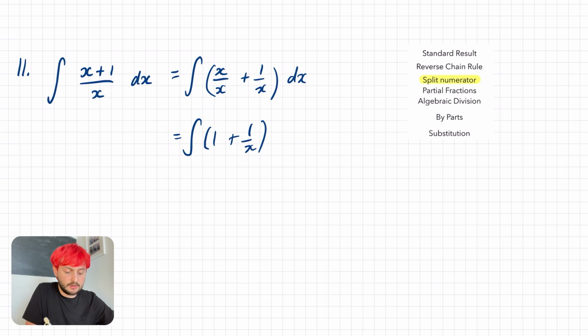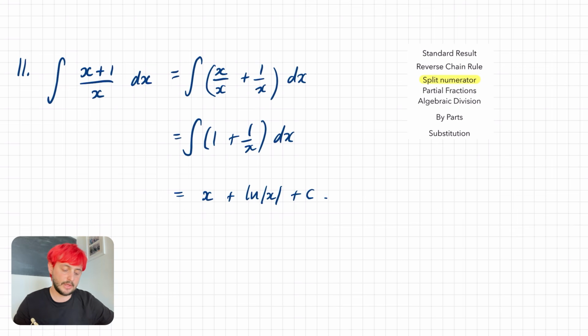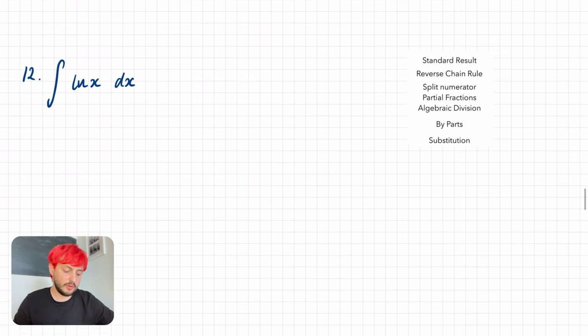So we can now integrate this expression that we've got here. Obviously 1 integrates to x and 1 over x integrates to ln x. And obviously there's going to be a plus c at the end there. Okay, question 12. This one was a special case.